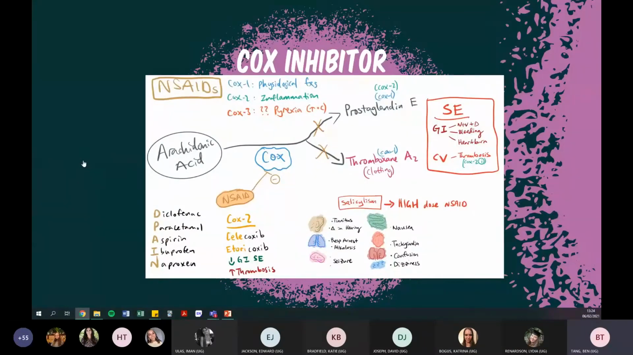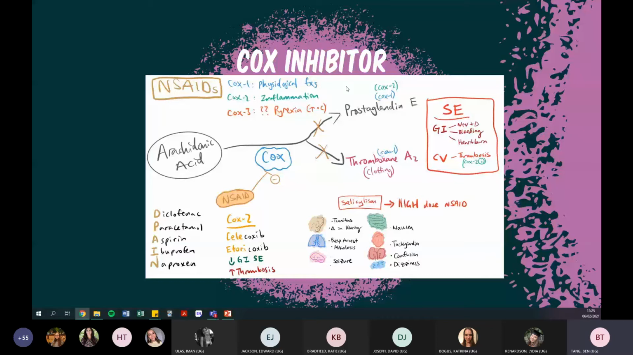NSAIDs generally just inhibit the COX enzyme, right? There are 3 different COX enzymes, but mainly they generally hit all of them, unless there are specific ones later. How COX works is it transforms arachidonic acid into prostaglandins and thromboxane A2, which is for clotting. But the main thing for pain is prostaglandins right here. By inhibiting COX, you're stopping that whole pain mechanism occurring, reducing the pain experience, I guess.